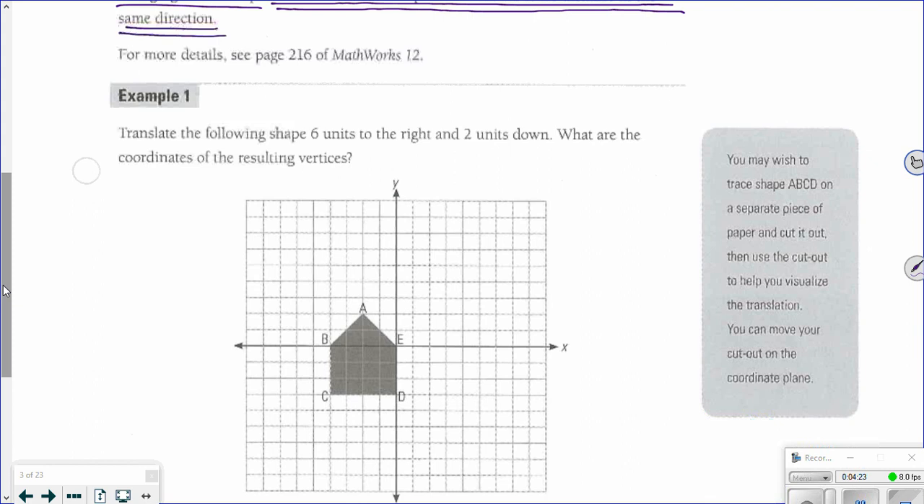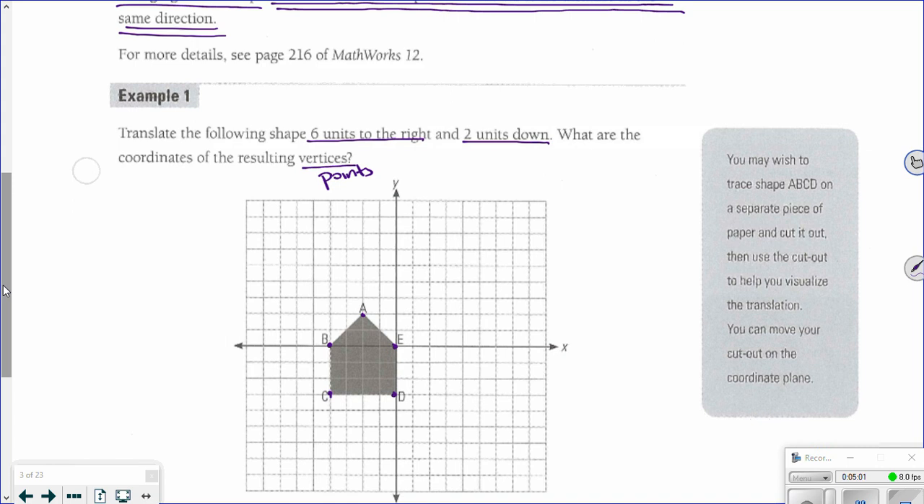Our example says, translate the following shape 6 units to the right and 2 units down. What are the coordinates of the resulting vertices? Okay, so vertices are any of the points, any of the corners. Vertices is another name for that. And units are just how many spaces or how many lines you're moving over. So the easiest way to do that is take each one of your vertices and move each one of them as far as it says. So in this case, it says 6 units to the right and 2 units down.